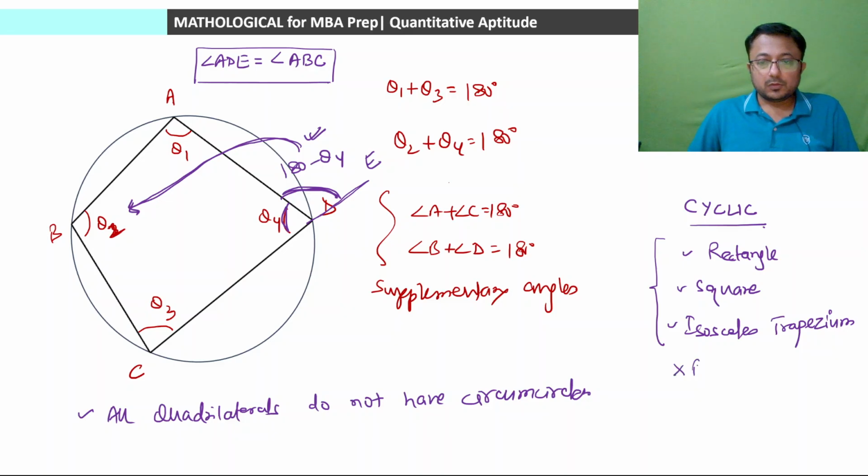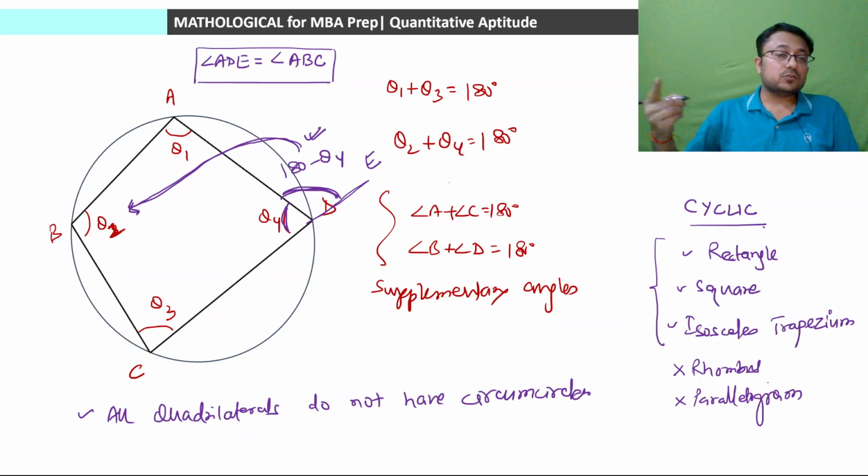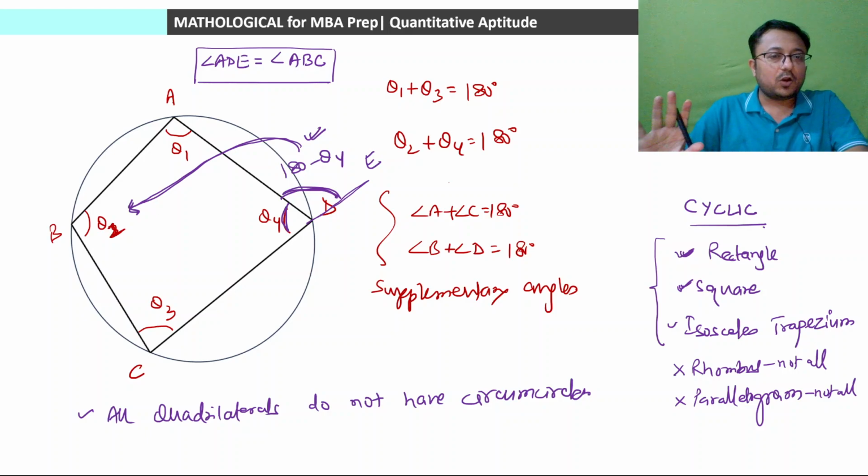So, not all rhombuses. Mostly a rhombus will not be a cyclic quadrilateral. Similarly, not all parallelograms, because rectangle and square are also parallelograms. So these are special parallelograms that are cyclic, not all. Clear? Similarly, not all rhombuses. If there is a special rhombus with equal diagonals, then in that case it will be cyclic, otherwise it will not be a cyclic quadrilateral.